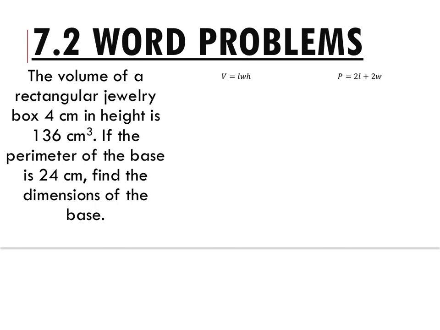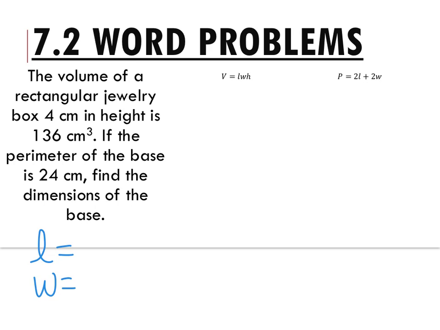So here's an example of a word problem you're going to have to solve in your homework. I just picked kind of a random one that used some different formulas that you're going to have to use. So let's talk about it. The volume of a rectangular jewelry box, 4 centimeters in height, is 136 centimeters cubed. If the perimeter of the base is 24 centimeters, we need to find the dimensions of the base, which means we need to figure out what is the length and what is the width.